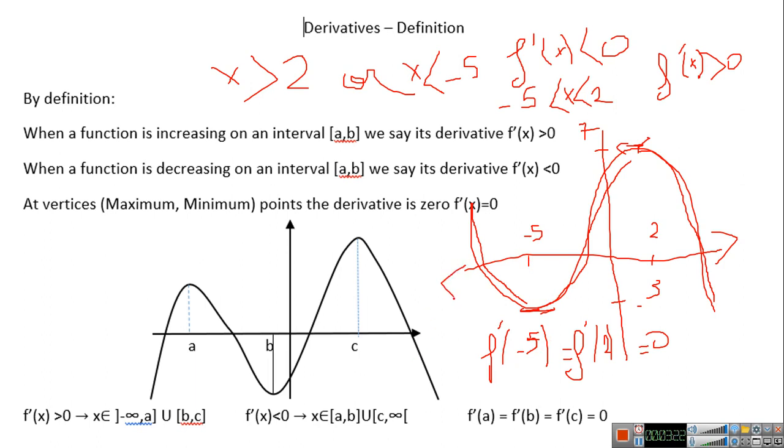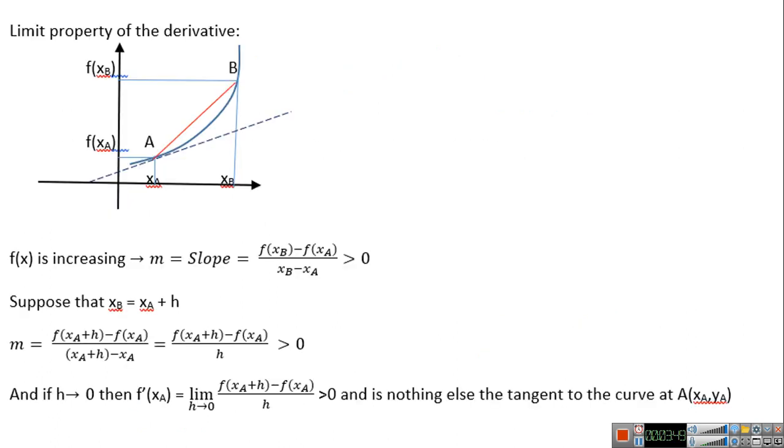So here derivative less than 0, derivative bigger than 0. Going from negative to positive, you have the minimum, so the derivative will be 0 at that point. Then the derivative here is positive, then negative. Going from positive to negative, we have a maximum point where the derivative is 0. So when the function is increasing on an interval, the derivative is positive. When the function is decreasing, the derivative is negative, and at maximum and minimum points, the derivative is 0.